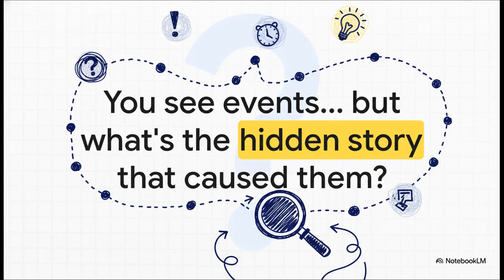Just think about it for a second. You see a series of things happen, one after another in a certain order. But what if those things you're seeing, what if they're just clues? What if there's a whole hidden story, a secret process that you can't see that's actually the cause? How in the world would you even begin to figure out what really happened?